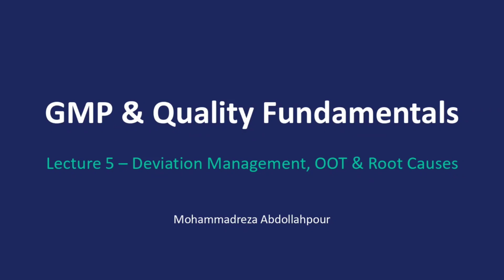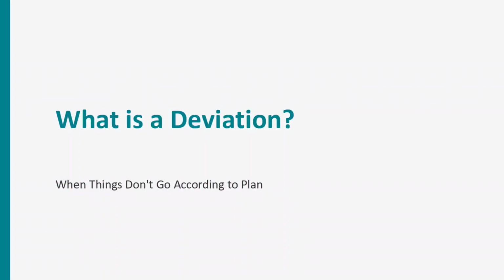In Lecture 4, we explored risk management and OOS investigations, where quality decisions get real and pressure is high. In this lecture, we dive deeper into deviation management, out-of-trend results, and root cause analysis techniques. Deviations are inevitable in any manufacturing or laboratory environment. What separates good quality systems from great ones is how deviations are handled.